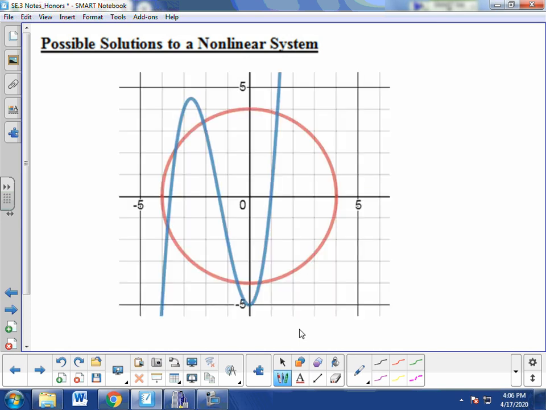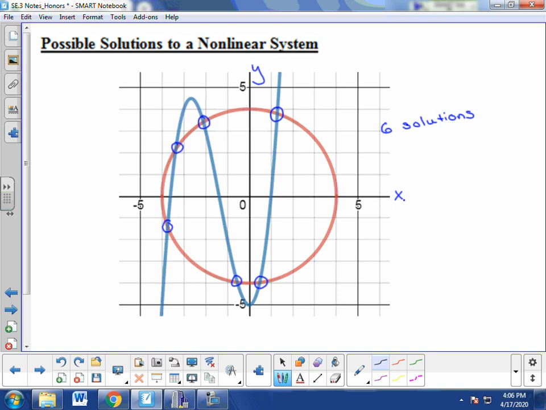So I made this graph on Desmos. It's not the best looking graph, but you can get a good idea. Here's the x and y axis. I have a cubic equation represented by this curve, and then a circle. Now, if we look at the number of intersections here, 1, 2, 3, 4, 5, 6, we see that there are 6 solutions here. So depending on the curves that we're representing, we may be dealing with a very high number of possible solutions for our system of equations.